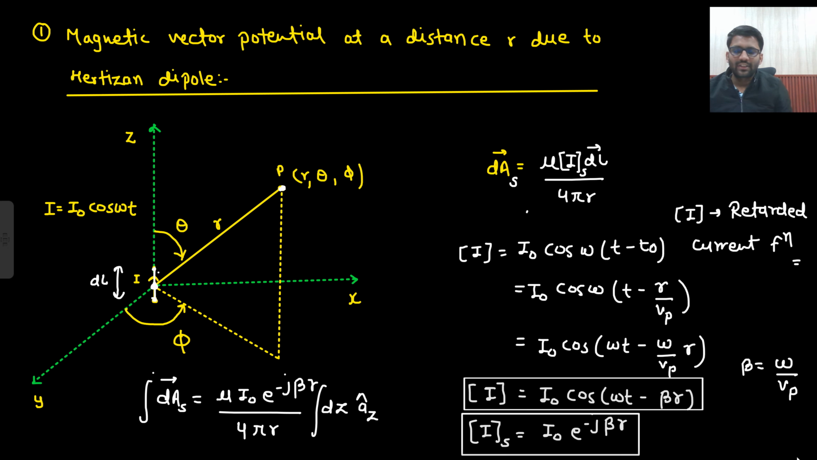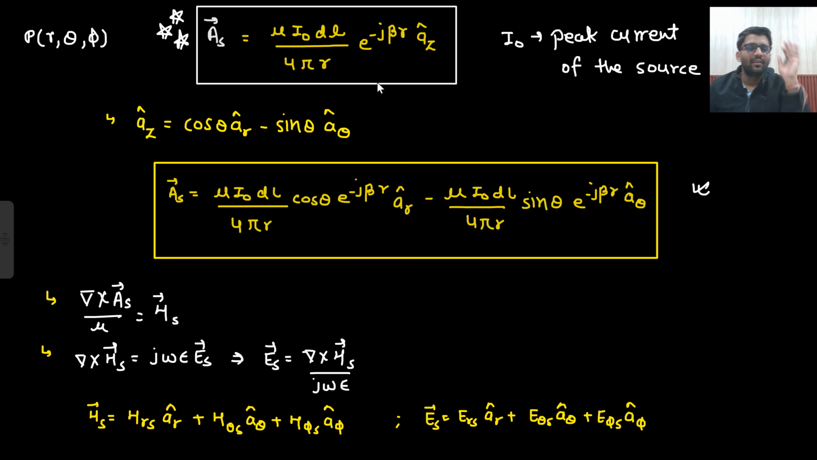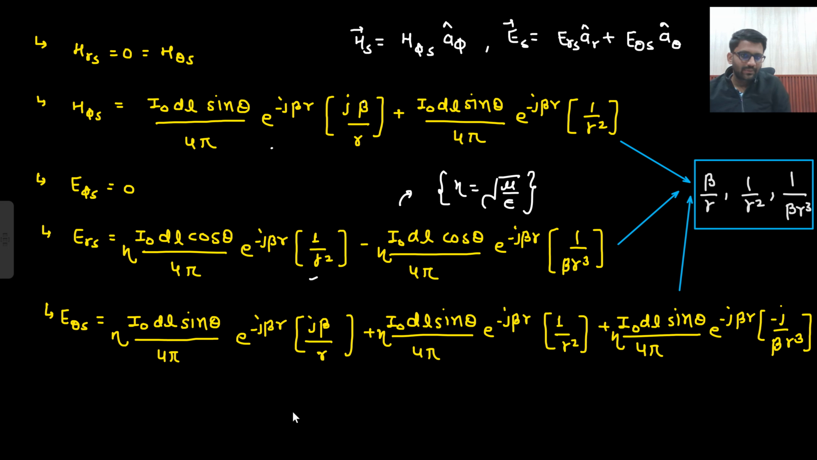And then which expression am I going to get? This expression I am going to get. This I need to remember. This is my magnetic vector potential because of the Hertzian dipole at some point P, which is r radius away. The radial distance is r away from your Hertzian dipole, making an angle of theta with the arm of the antenna. And then from there I can do the curl operation to get Hs, and from there the curl operation to get Es. Then these expressions I will get.